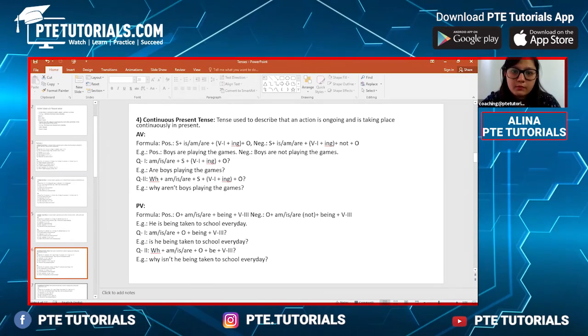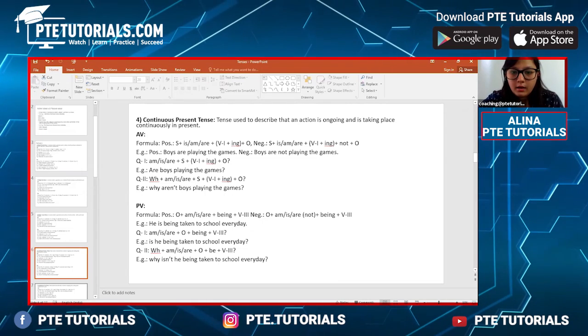Okay, question one would be shifting M is A before S. So M is A plus subject plus verb one plus ing plus object. This is my question one: Are boys playing the games? Yes or no? Question two would be, why aren't the boys playing the games?